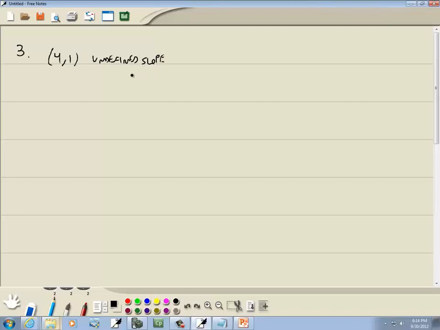If we went back to our two oddball cases, we had x equals a number, and that was a vertical line, and we had y is equal to a number, that was a horizontal line. When we had a vertical line, that's where we had undefined slope. So vertical line is undefined slope. And remember, that's what x is equal to a number. So x is equal to something.